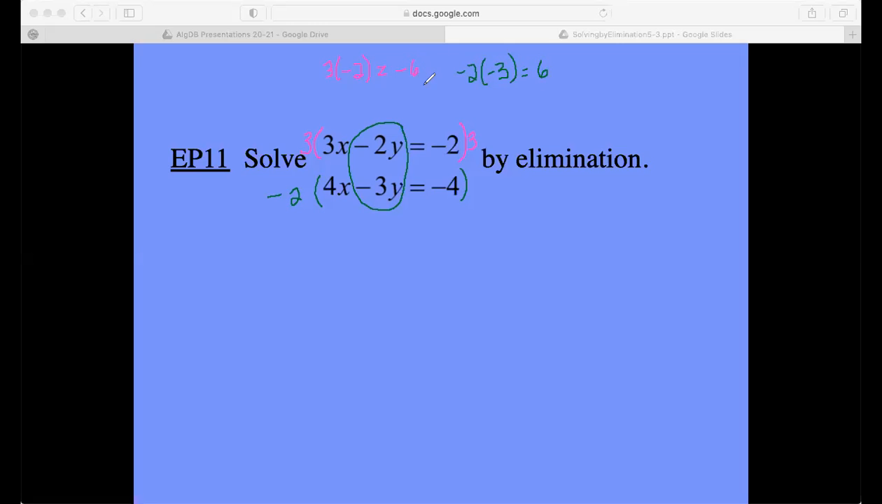All right, so I'll rewrite my bottom equation first, just because I still have the green pen. So negative 2 times 4x, and remember you're doing this to both sides. So negative 2 times 4x would be negative 8x. Negative 2 times negative 3y would be positive 6y, and that's good. Remember, that's what we were trying to get. Equals, and I have to remember to multiply this side as well. Negative 2 times negative 4 is a positive 8.